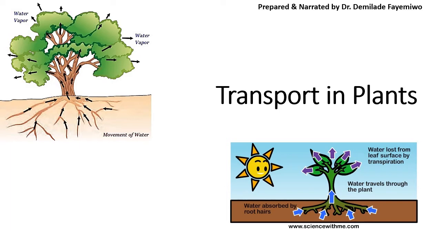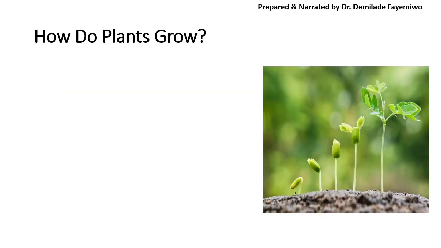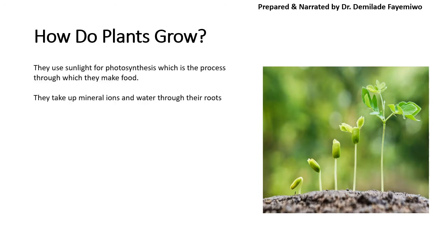Transport in plants. So the first question I usually ask students in the classroom is, how do plants grow? And students say, well, the plants use sunlight, they use water, they use all of these nutrients that are in the soil, and the combination of that helps them to grow. That is absolutely correct. Plants use sunlight for photosynthesis, which is the process through which they make food.